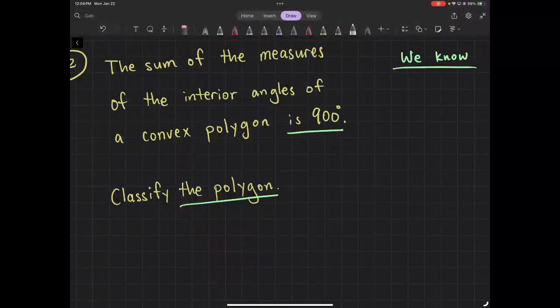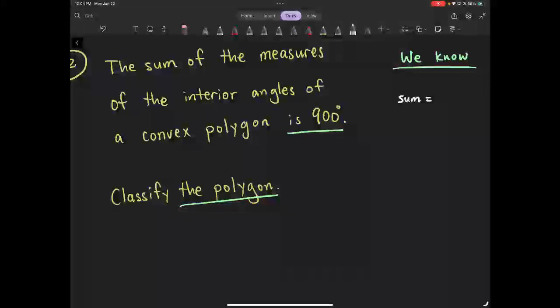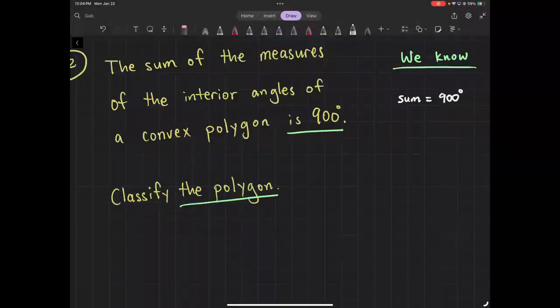Okay, if anyone wants to get me started, what do we know from the problem? 100. Yes. So you already know the sum is 900, right? So just maybe tell yourself that. And then which formula are you going to use again?